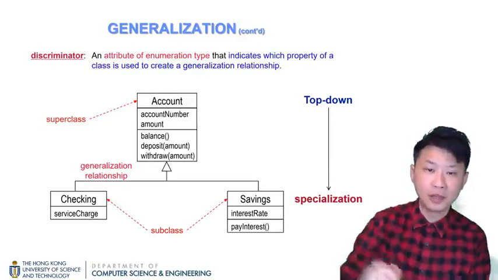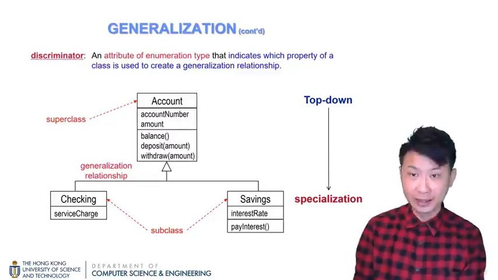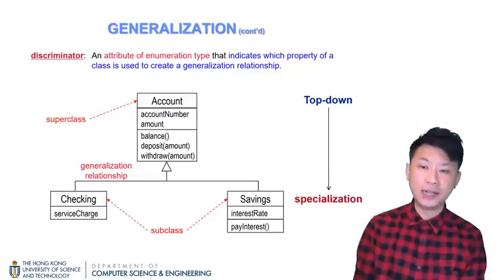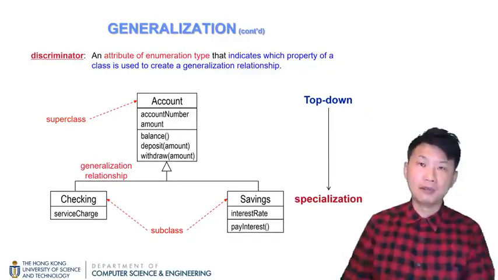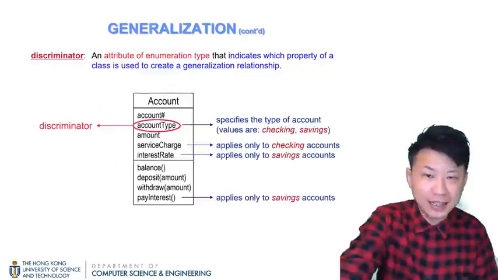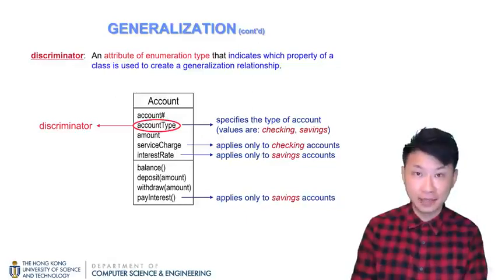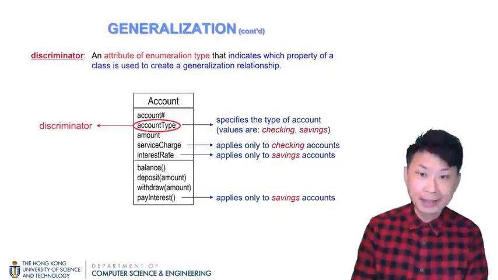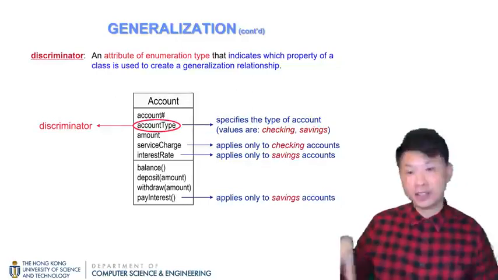One is what we call checking account, and then another one is what we call saving account. This is what we call doing specialization top down. That means from account, we can see that there is an attribute called discriminator. Account type is the discriminator, to discriminate account into two different types: saving account or checking account.